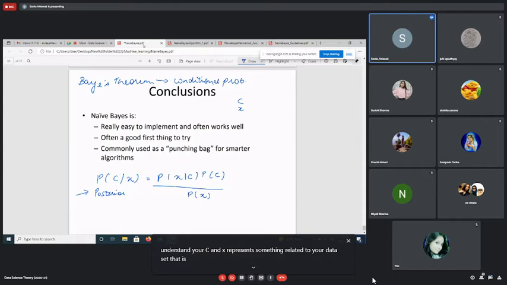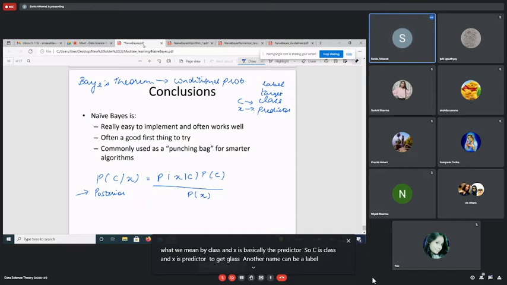Now over here, just understand your C and X represent something related to your data set. C is basically a class, and I'll tell you what we mean by class, and X is basically the predictor. So C is class and X is predictor. ठीक है? क्लास नहीं बोलती तो मैं इसको एक और नाम दे देती हूँ, टारगेट. Another name can be a label.